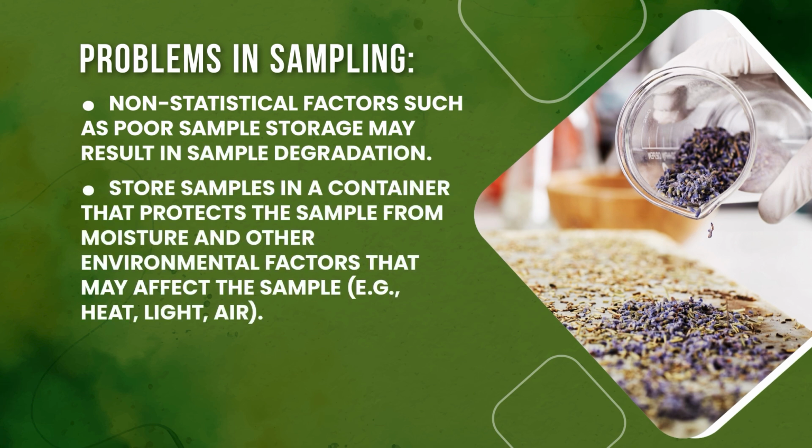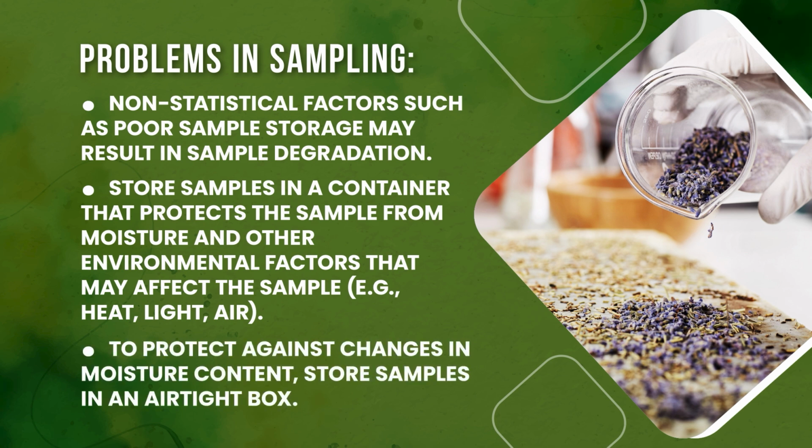Store samples in a container that protects them from heat, light, air, and changes in moisture content. So store the sample in an airtight box. These are the precautions we have to take. Now let's talk about subsampling. If the test portion analyzed does not represent the lot or population, then even the best analysis could give misleading information. So distortions introduced at this stage will carry through the path of analysis and adversely affect the results and the conclusions drawn from them.